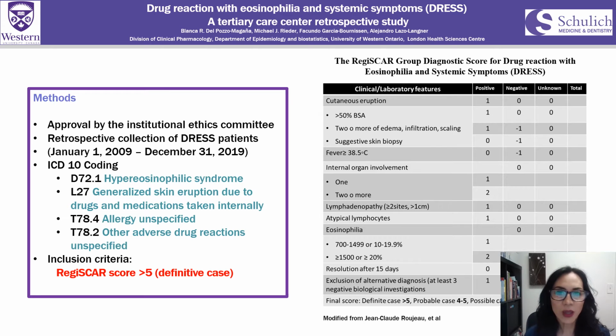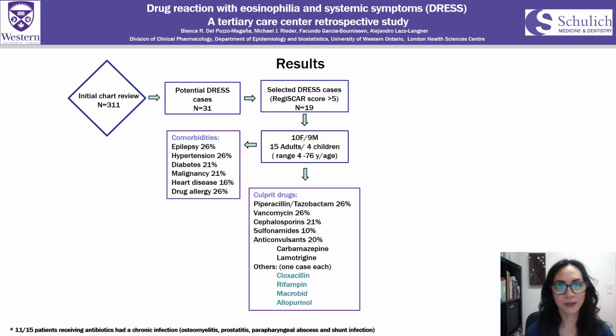As you may know, until a couple of years ago, DRESS did not have a specific code in the ICD coding system. So to identify these patients, we reviewed all inpatients with codes related to adverse drug reactions or eosinophilic syndrome seen in our institution over the last 10 years. We only included patients with a RegiSCAR score higher than 5, which defines a definite case of DRESS.